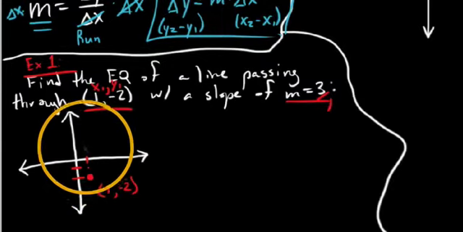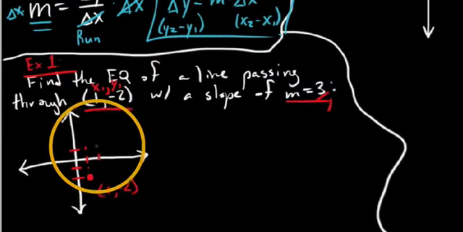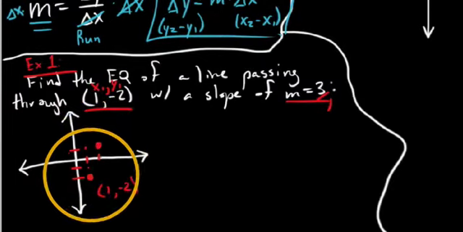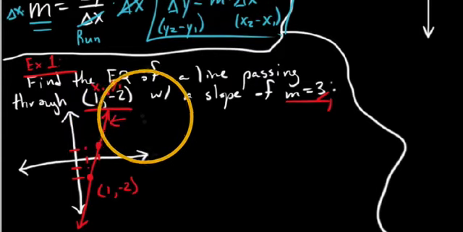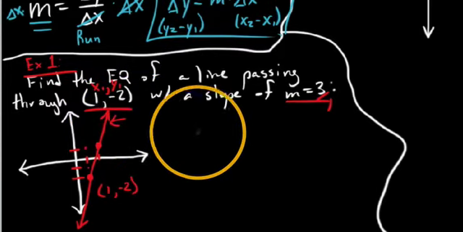1, 2, 3, okay, and over 1, and drop in a second point here. And you can see that this line's going uphill. It's rising much more than it runs. And I should label this with its equation, but I don't have one yet. So let's find it. All right, let's do it.